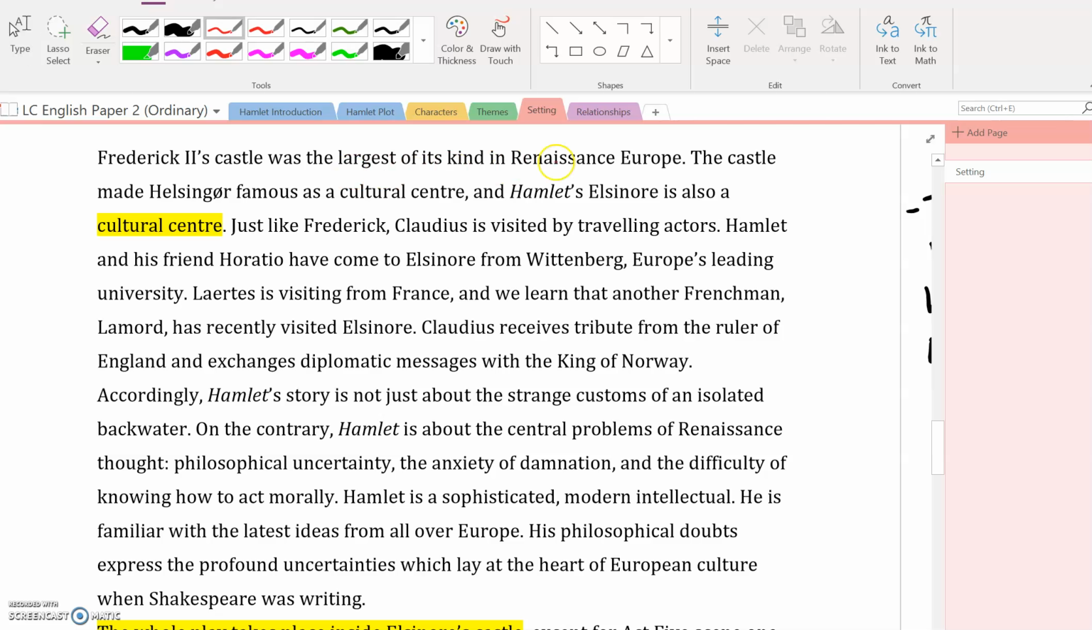What else can we say about it? It was the largest castle of its kind. It was a cultural centre. People travelled there from all over Europe. You saw on the map a moment ago I drew arrows. That's how central Elsinore was in Europe. It was within the same distance to Paris as it was to Berlin, as it was to Poland, as it was to London, Oslo, Stockholm. People came there from all around. So it really was a place where people gained different knowledge and got a different viewpoint on the world.